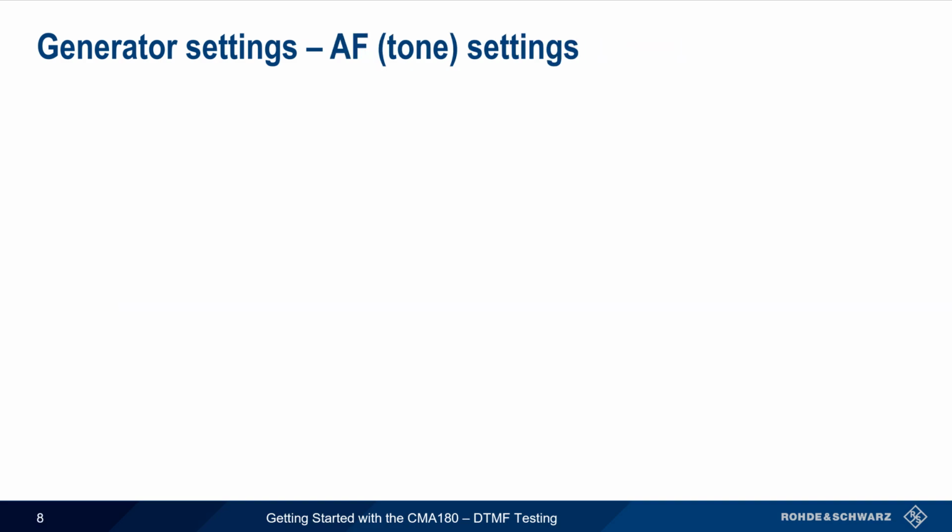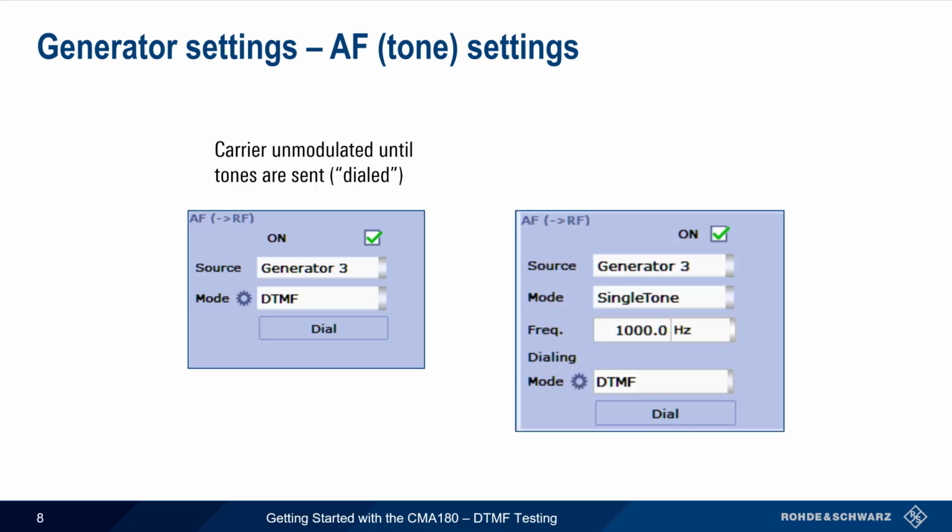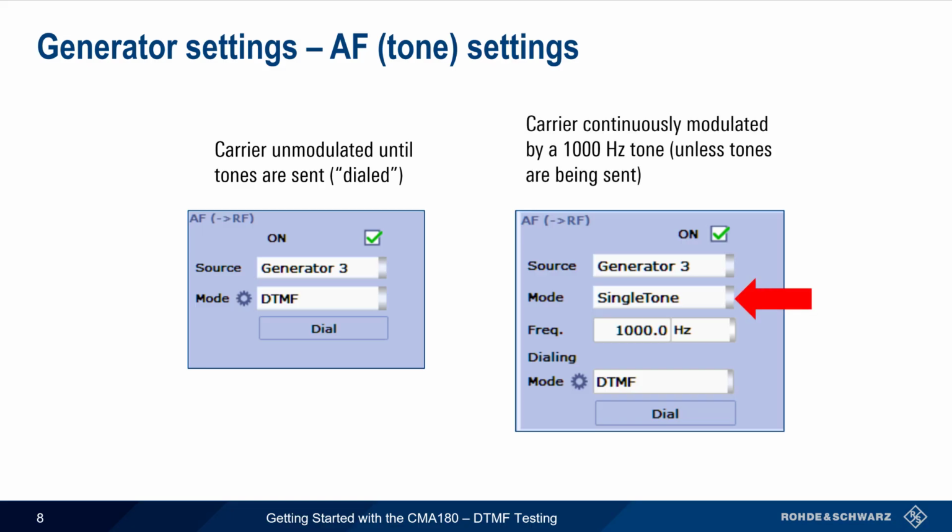Below the RF settings are the AF or tone settings. If mode is set to DTMF, then the carrier is unmodulated except when DTMF is manually sent or dialed. Alternatively, the mode can be set so that various types of audio modulation are applied to the carrier. For example, here a 1000 Hz tone is transmitted continuously and is only interrupted when tones are being sent. In either case, the small gear icon can be used to access the DTMF settings, and this is what we'll look at next.